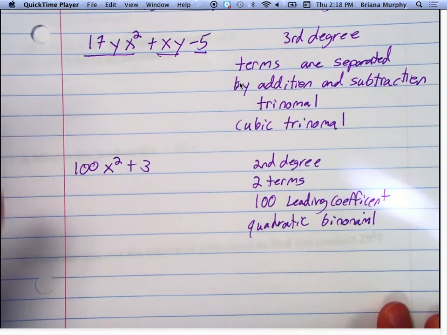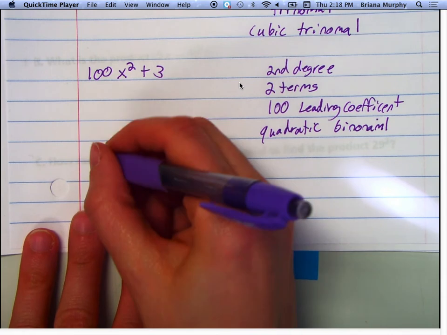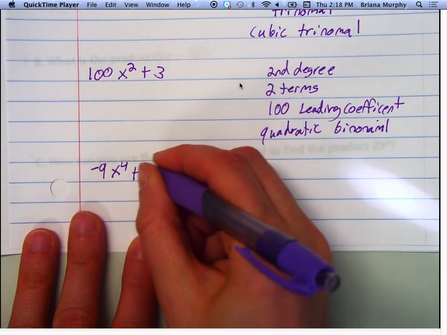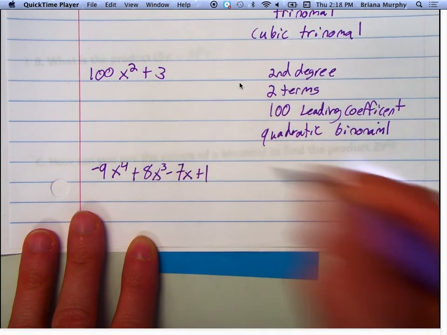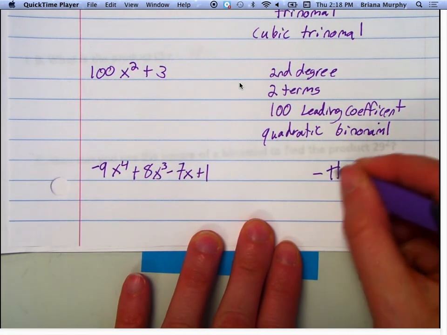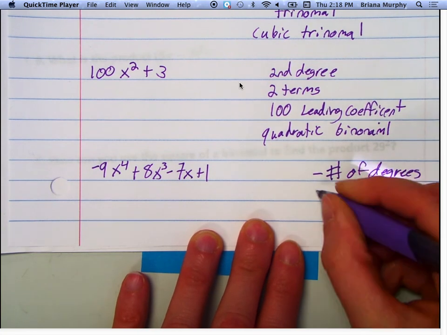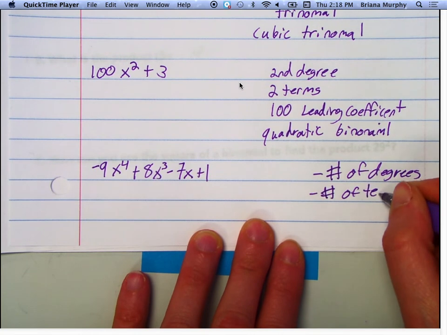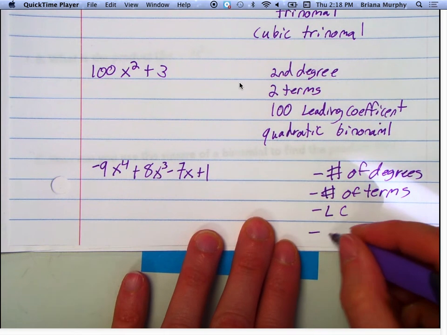All right, let's do another one, and we're going to name all these things. So I've got negative 9x to the 4th plus 8x to the 3rd minus 7x plus 1. You're going to tell me number of degrees, number of terms, leading coefficient, and the name.